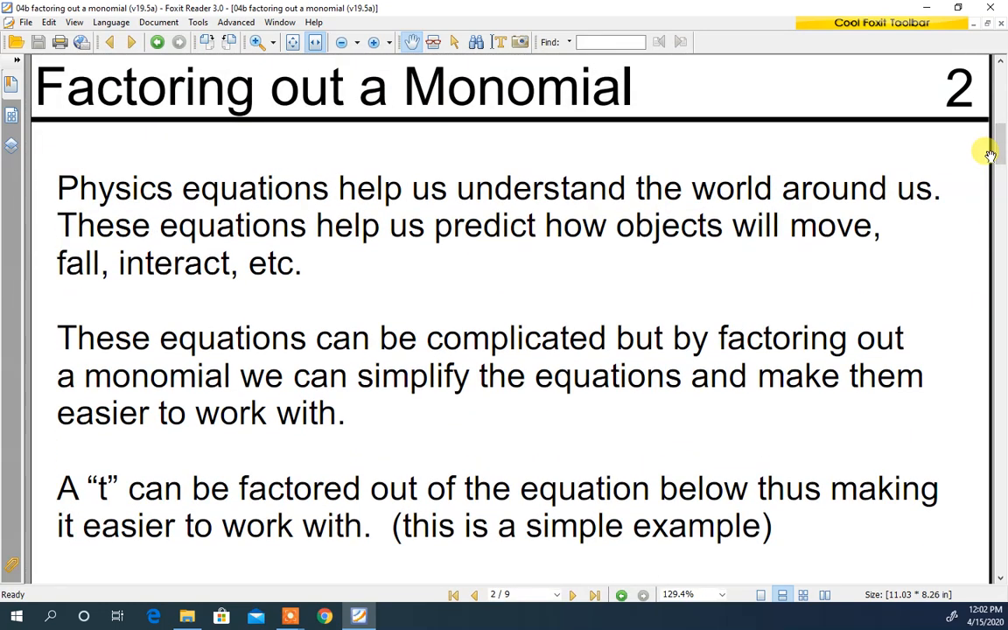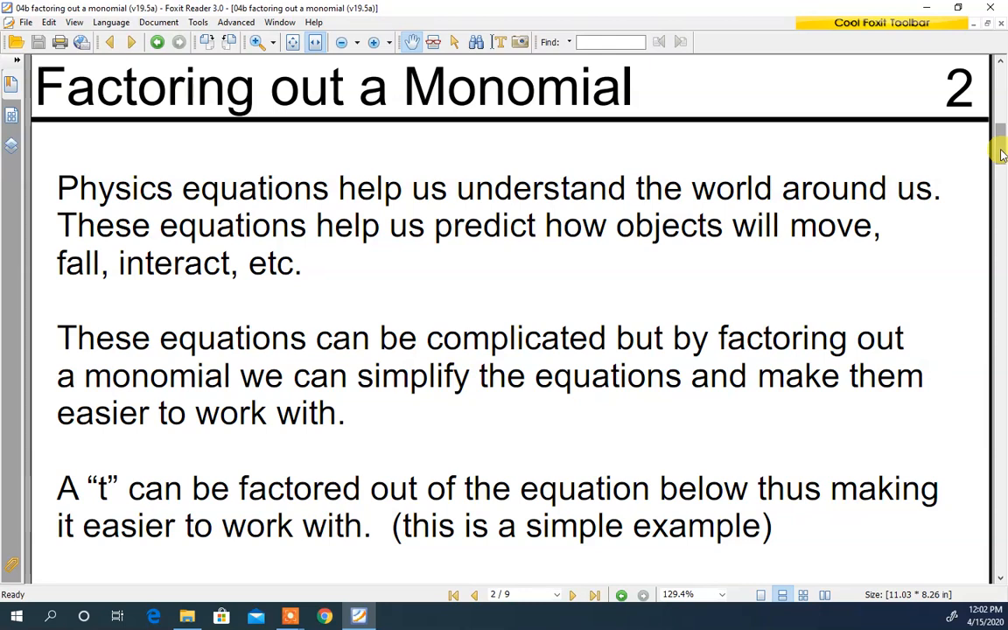Factoring out a monomial. Physics equations help us to understand the world around us. These equations help us predict how objects will move, fall, interact, etc. These equations can be complicated, but by factoring out a monomial, we can simplify the equations and make them easier to work with. A t can be factored out of the equation below, thus making it easier to work with.